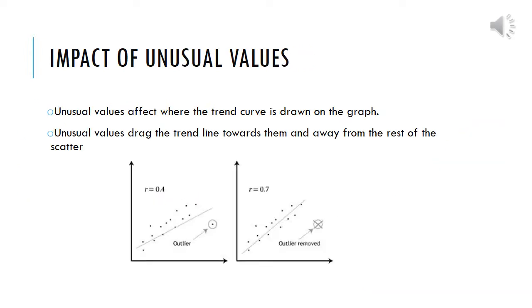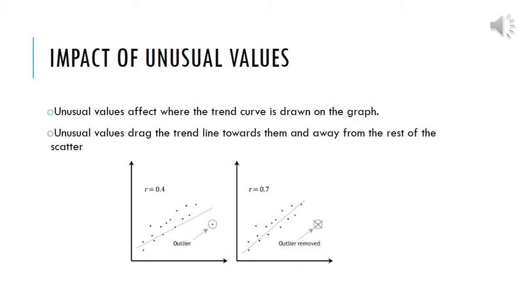The rest of the scatter shows the general relationship between the variables. However, the outlier is affecting where the trend curve is placed, and so the true relationship between the variables is not given by the trend curve. Look at the graphs on the slide. See how the trend line moves once the outlier is removed?